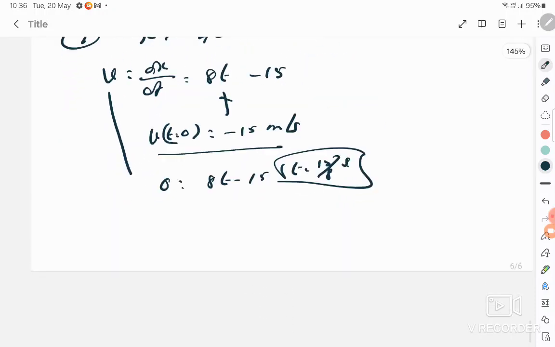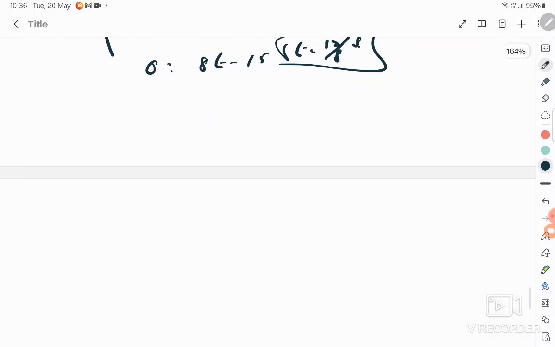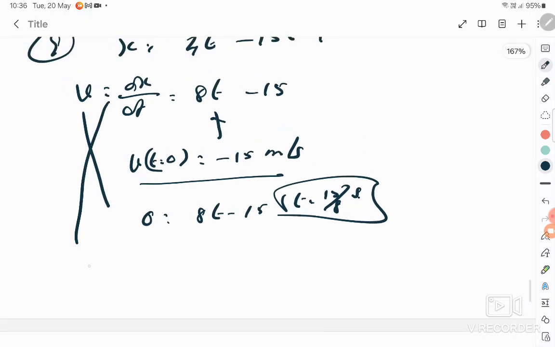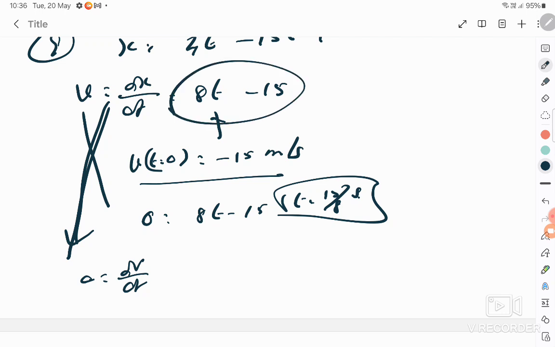Such questions can be easily answered. So let's say the particle has uniform acceleration. Okay, let's do the acceleration. You want to find the acceleration. A is dv by dt. Take this and differentiate it once again.